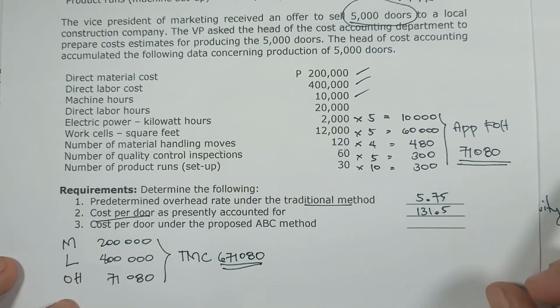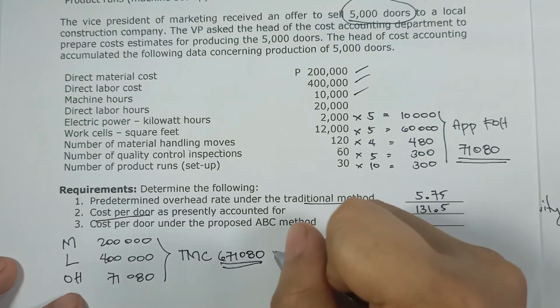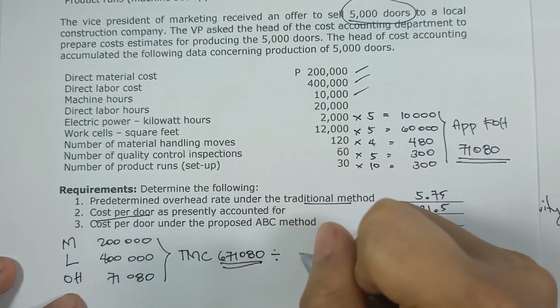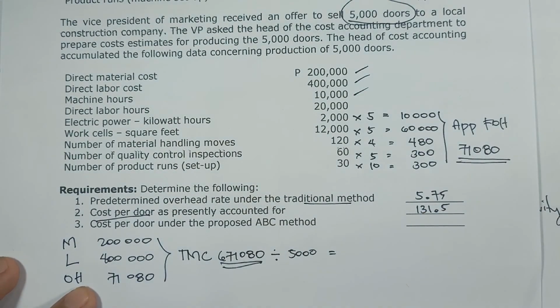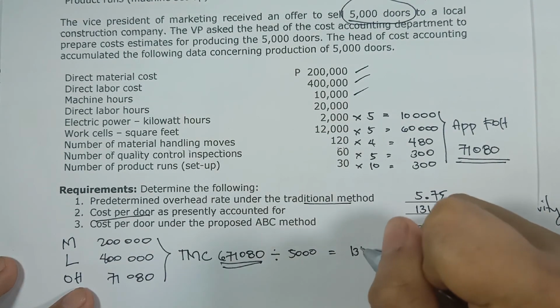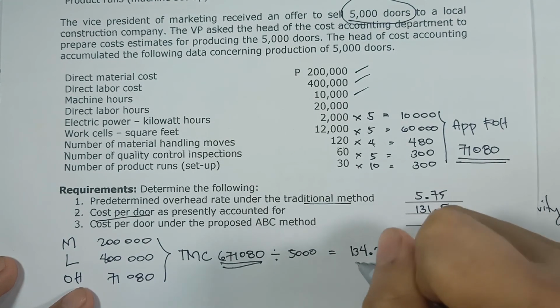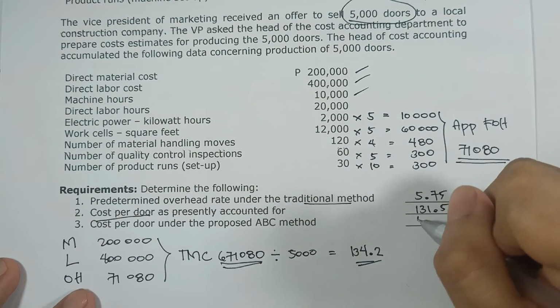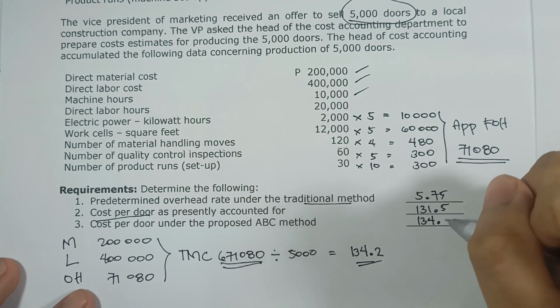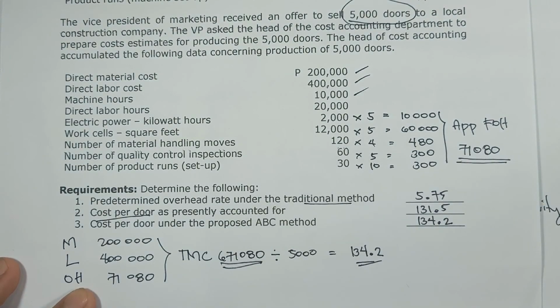What is being asked in number 3 is the cost per door. This means we divide this by 5,000 doors because that is the order we received. So, 671,080 divided by 5,000. What we compute here is 134.2. Clear? So, requirement number 3, our final answer is equal to 134.2. So, that is activity-based costing.